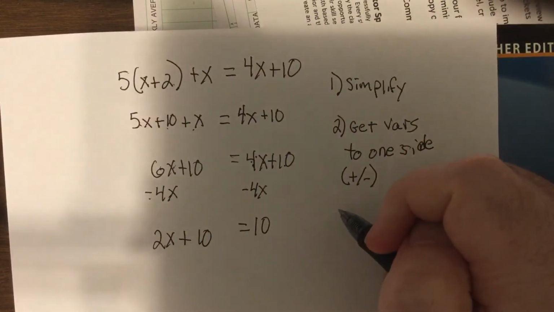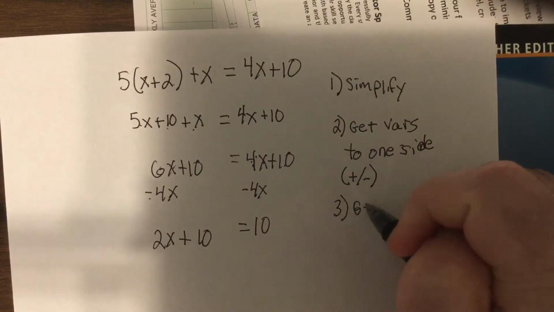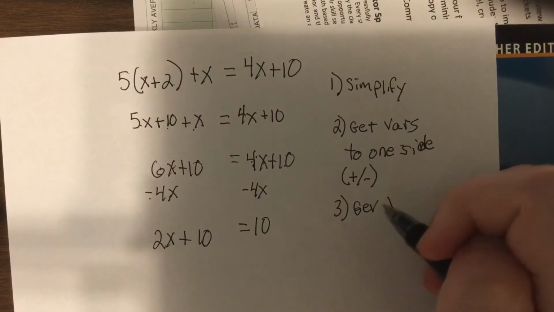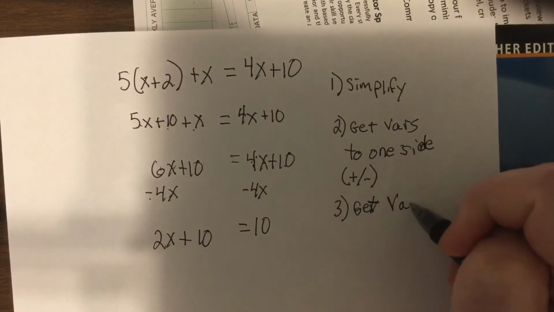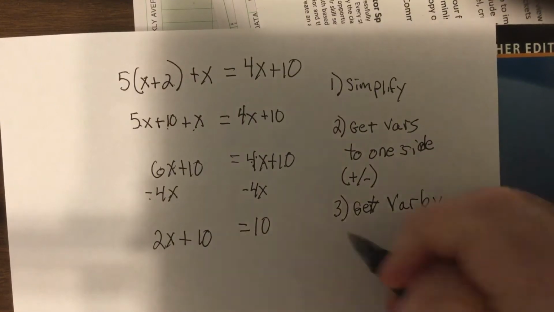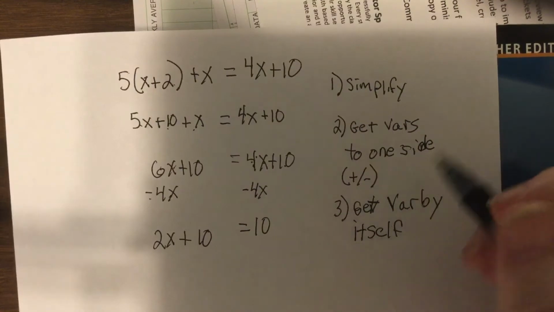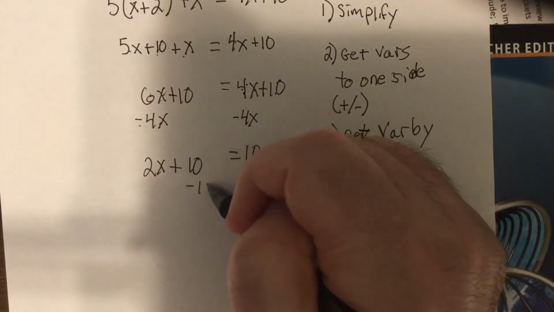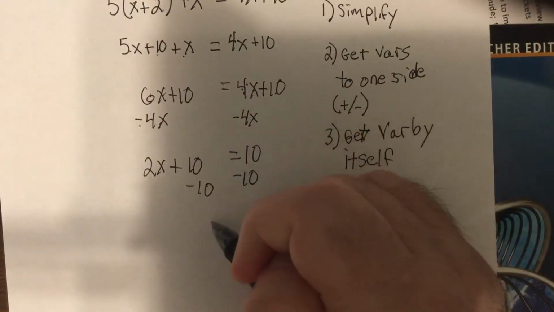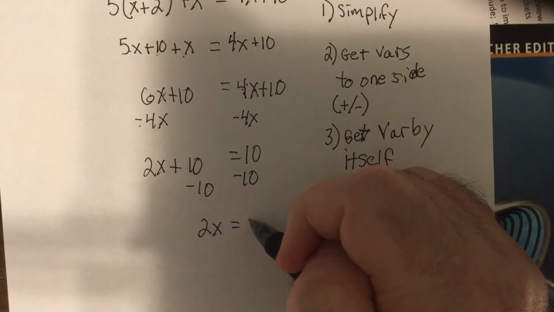Now we want to get the variable by itself. Oh my goodness, I put GEF. Get variable by itself. So I have 2x plus 10 equals 10. I'm going to subtract 10. So I'd have 2x equals 0.